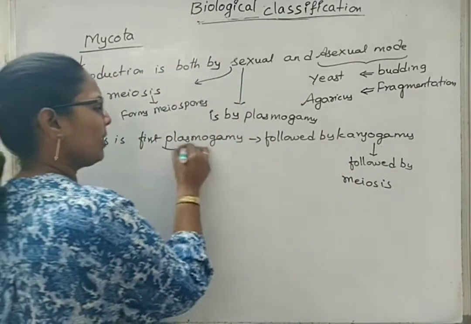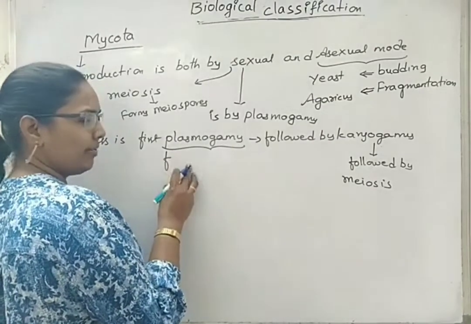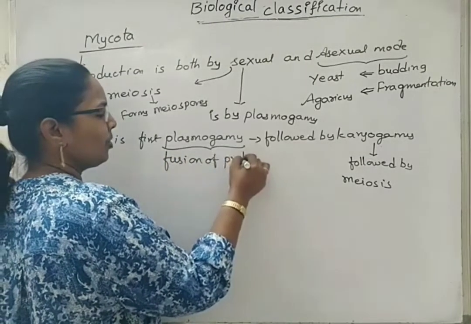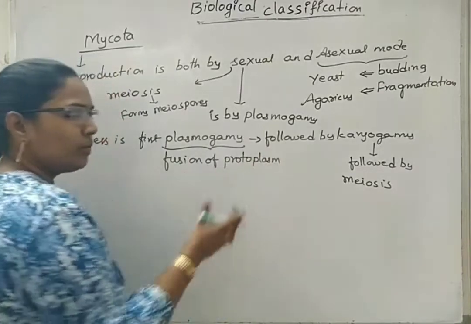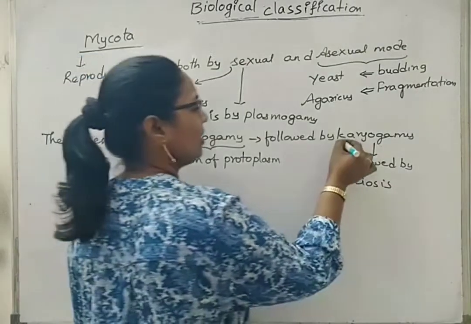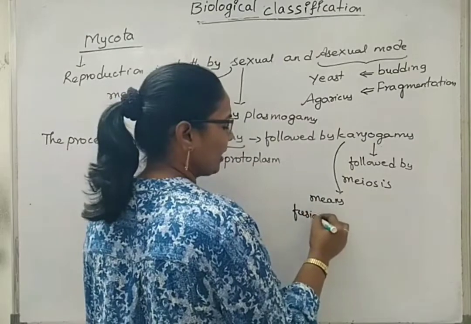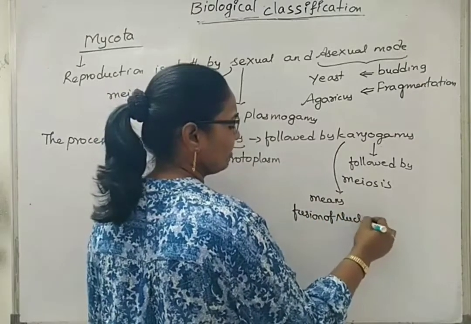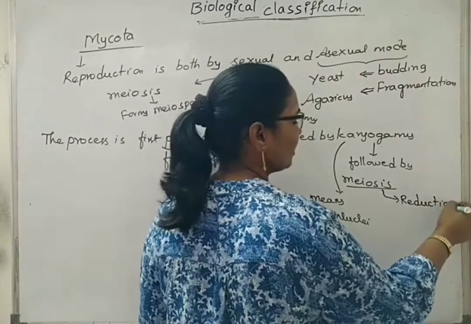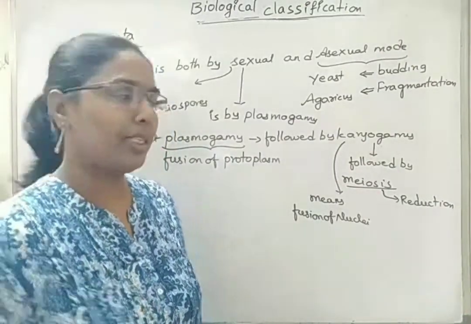What is meant by plasmogamy? Fusion of protoplast of the chambers of one hyphae or a part of hyphae. Fusion of protoplasm means whatever the nucleoplasm plus cytoplasm content, life content of the hyphae. Karyogamy means fusion of nuclei. Meiosis means reduction division, in which the diploid cell will undergo meiotic division to give haploid gametes.